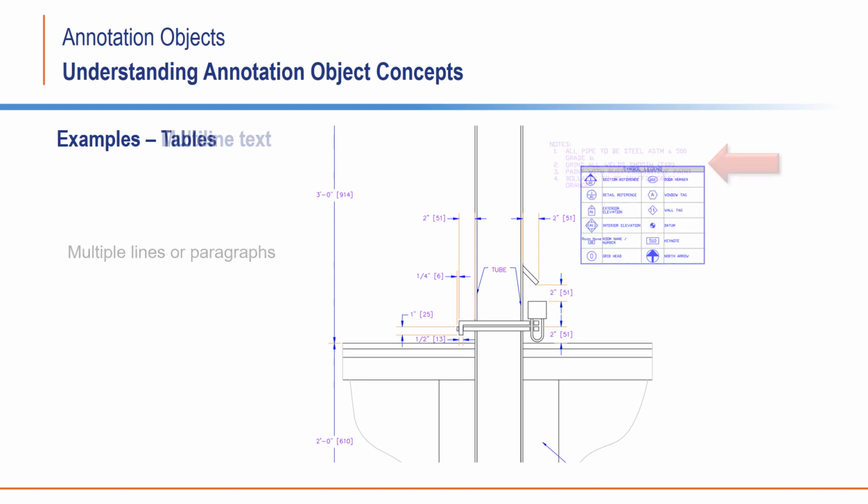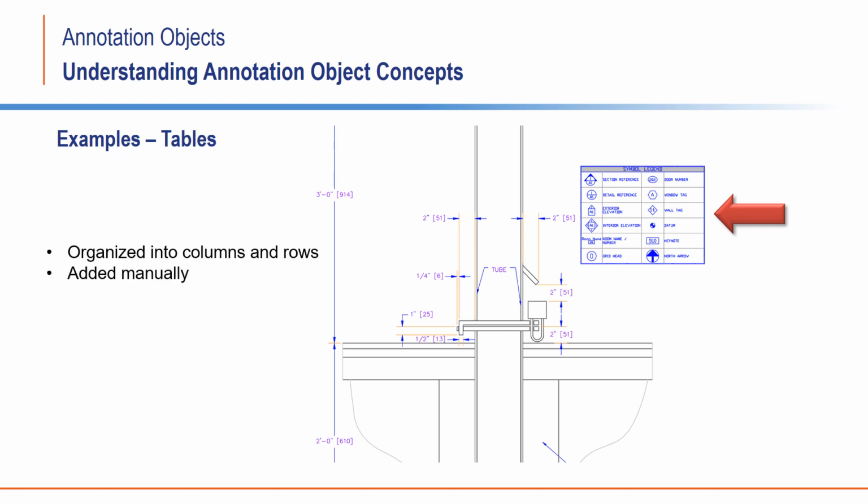You can also create tables, which organize annotations into columns and rows. The data in a table can be added manually or imported and even linked to external data such as from an Excel spreadsheet.